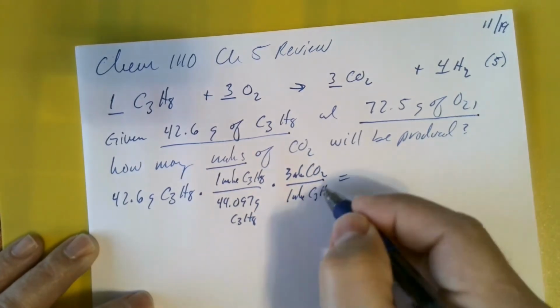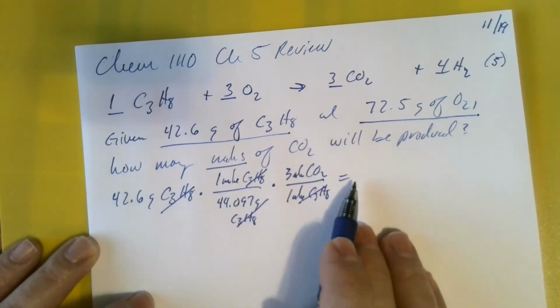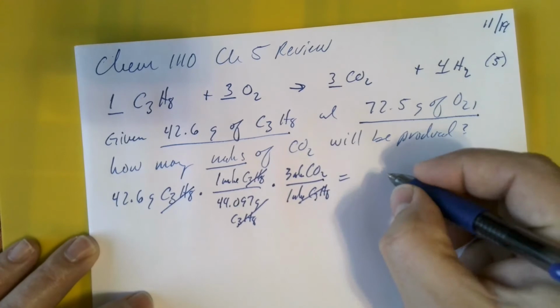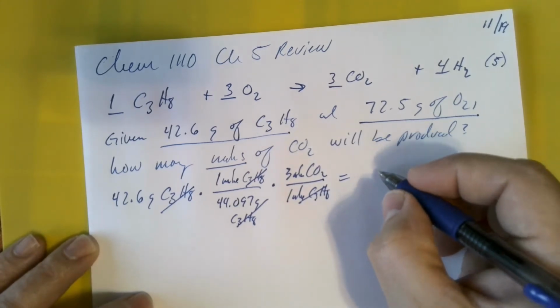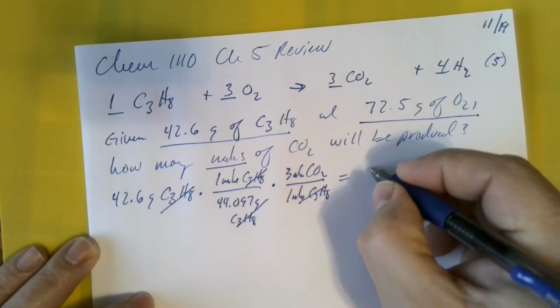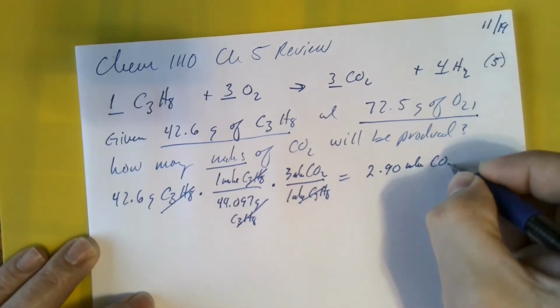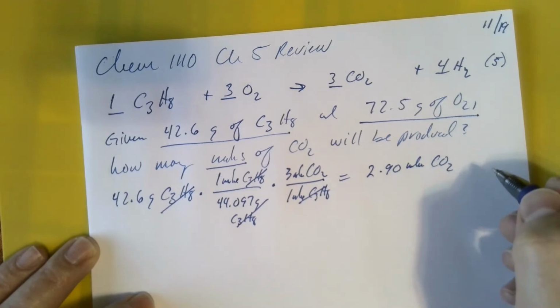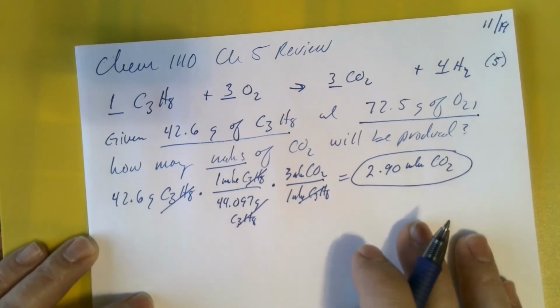My moles of C3H8 reduce out. My grams of C3H8 reduce out. And I'll be left in moles of CO2. And what do I get? 2.8 something probably? Yeah, 2.90 moles of CO2. Anybody back that up? Yeah? Alrighty, so that's that one. We just kind of hold on to that, right?